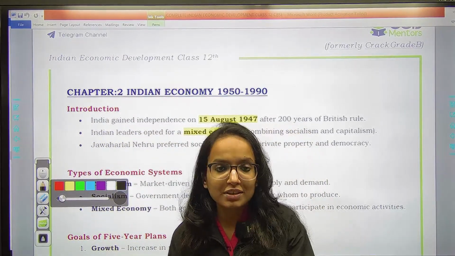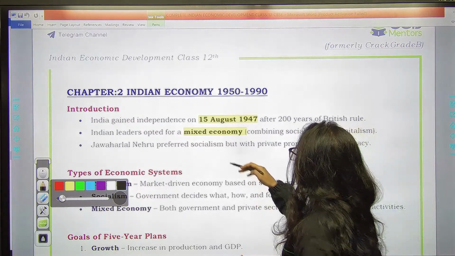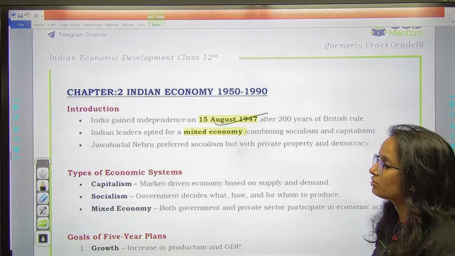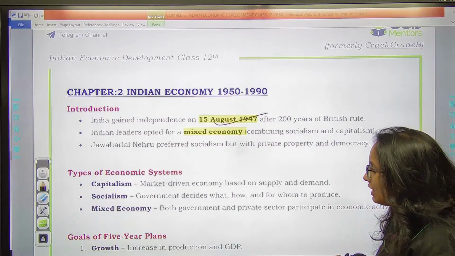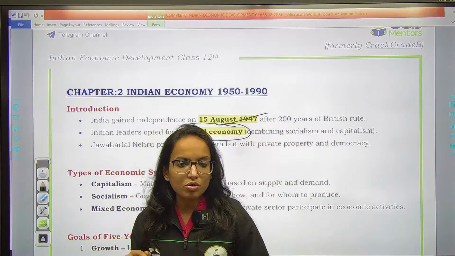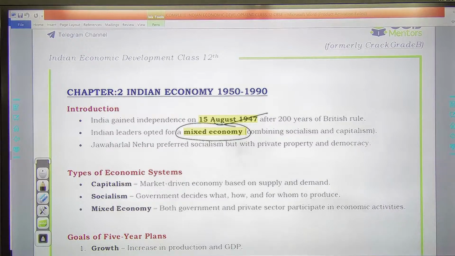After independence and before the 1991 reforms, what was the state of the Indian economy? You all know that India gained independence on 15th August 1947, after almost 200 years of British colonial rule. And remember, India adopted a mixed economy. What is a mixed economy? We did not go for capitalism or socialism exclusively. We adopted a mixture of them.